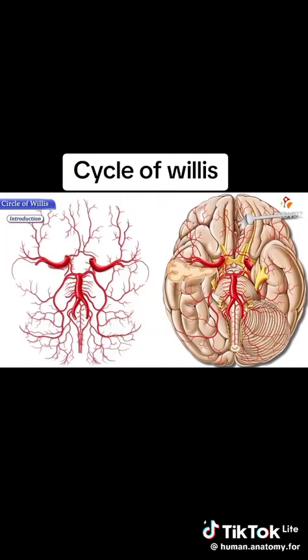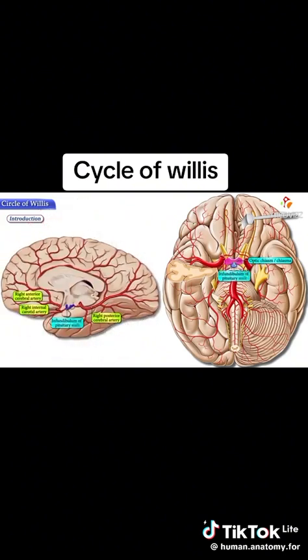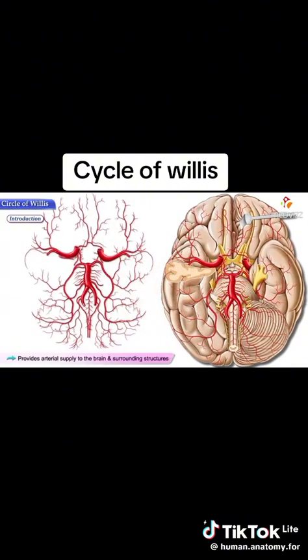The circle of Willis is an arterial ring located at the base of the brain around the optic chiasm, infundibulum of the pituitary stalk, and the hypothalamus. This arterial circle provides arterial supply to the brain and surrounding structures. This arterial circle is also referred to as the polygon of Willis.